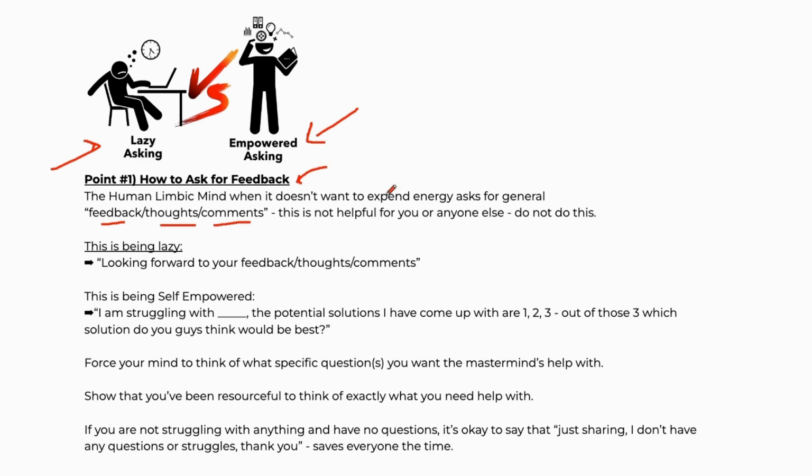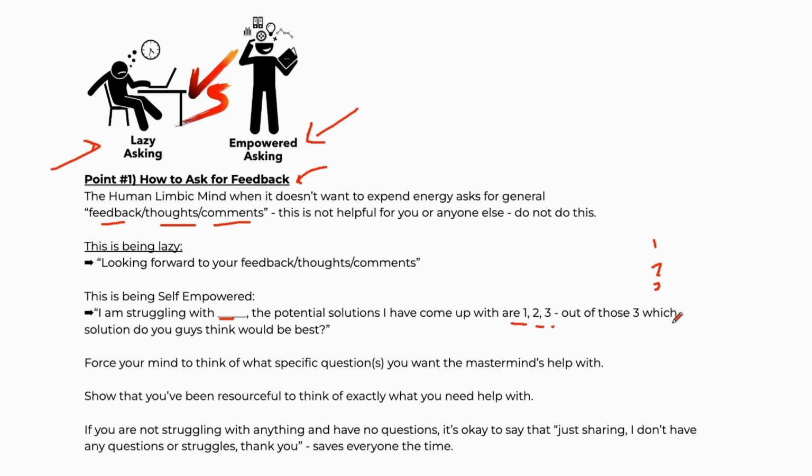Empowered asking is where you actually sit down, step back, right? Take a second, just a second. We're not being speed demon Jackie Chan mode here. We're taking a second and we're just thinking, hey, I am struggling with this. The potential solutions that I have come up with are 1, 2, 3. And remember, we talked about numbering it properly, right? Out of these three, which one do you guys think is best? And so what you're doing is you're making it easier for people to help you and to ask better questions, because when you ask better questions, you get better answers instead of just getting a general, like, yeah, that's pretty good.